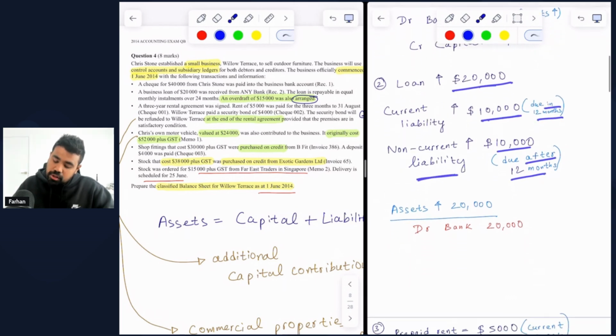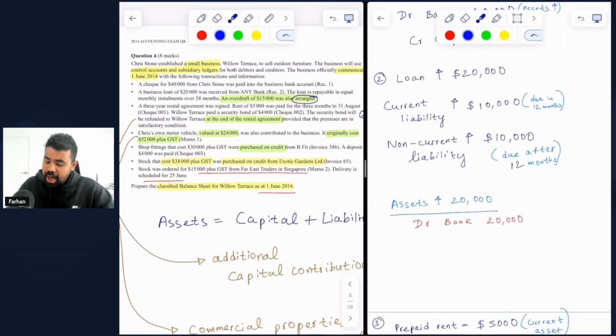So when you're taking the loan of $20,000, how should we reflect that within the journal entries? So we understand that we have two liabilities, which are taking the credit side of the journal entry, but at the same time, our assets are also increasing by $20,000 because when we are taking the loan, our bank balance is going up by $20,000.